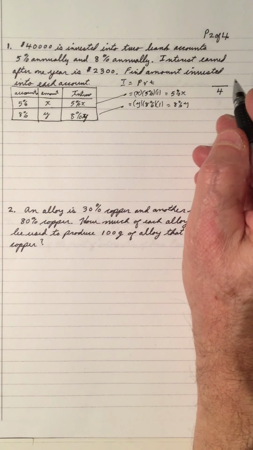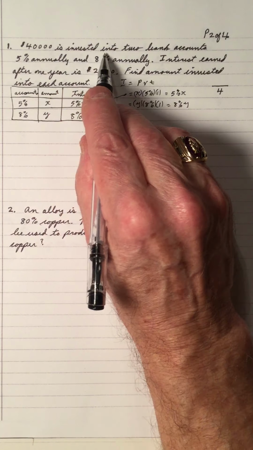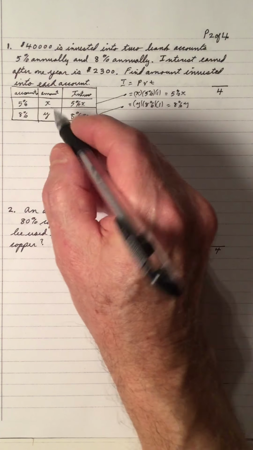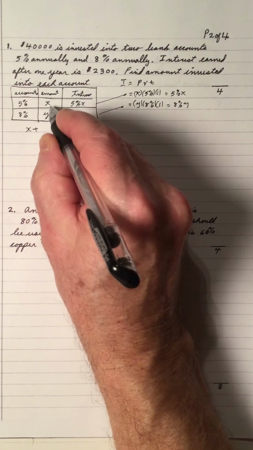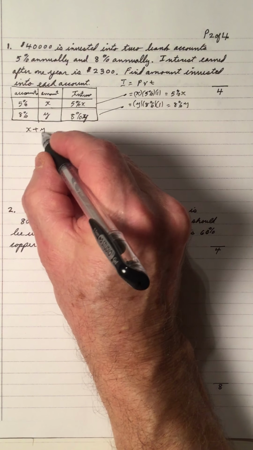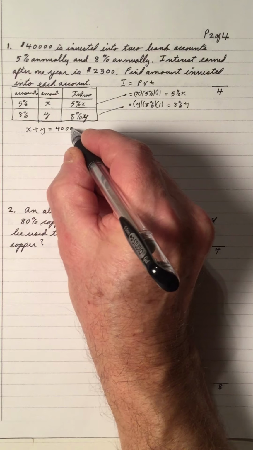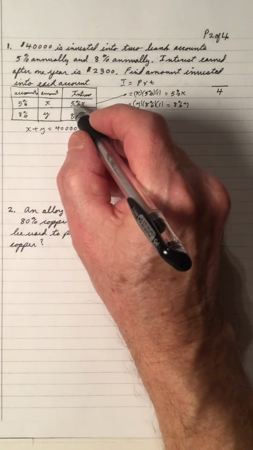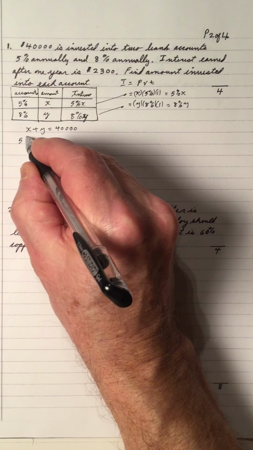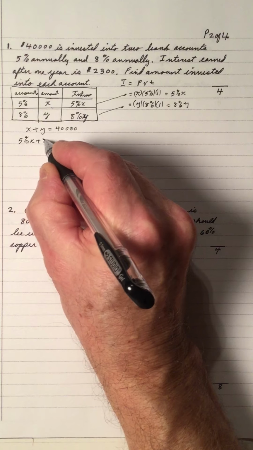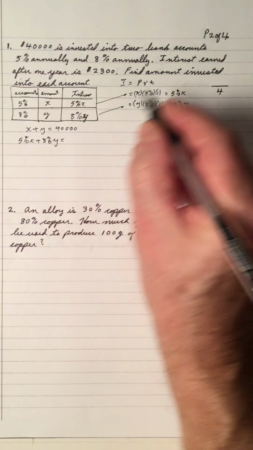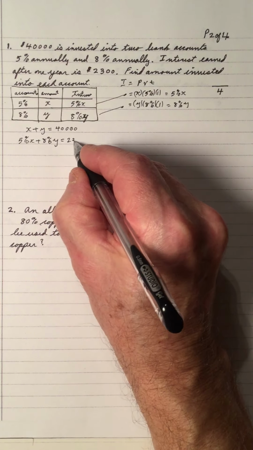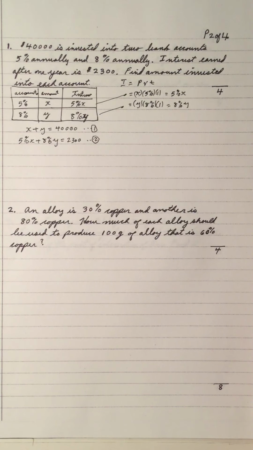Now it says there's $40,000 invested into 2 bank accounts. That means if you add up X and Y, you will get $40,000. And the interest earned is $2,300, so the interest is 5% of X plus 8% of Y, which equals $2,300. We'll use these 2 equations, number 1 and number 2, to solve this problem.